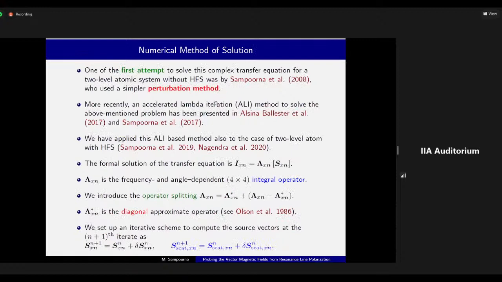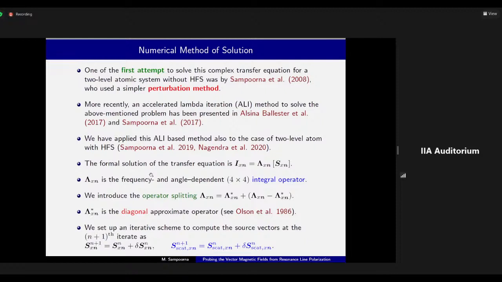One of the first attempts to solve this complex transfer equation for a two-level atomic system without HFS was by ourselves, where we used a simple perturbation method. More recently, an accelerated lambda iteration (ALI) method to solve the same problem has been presented in Alcina Ballester et al. 2017 and also in our work. We have applied this ALI-based method to the case of a two-level atom with HFS in these references.